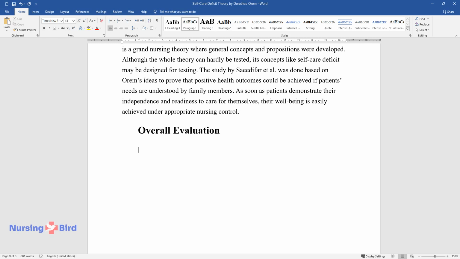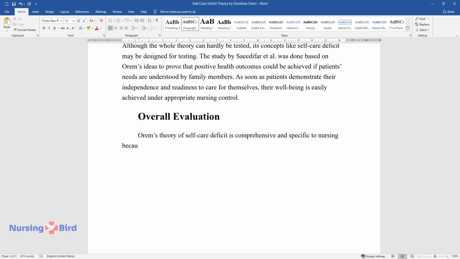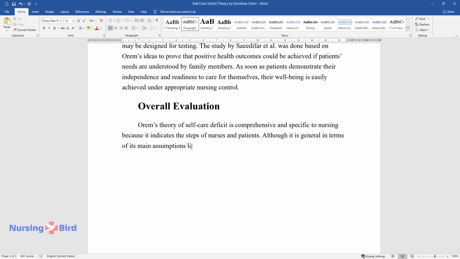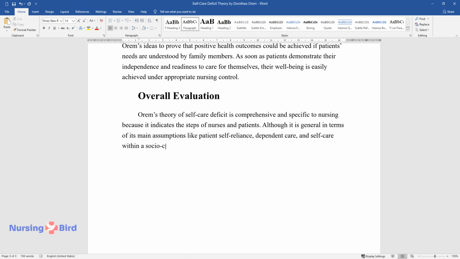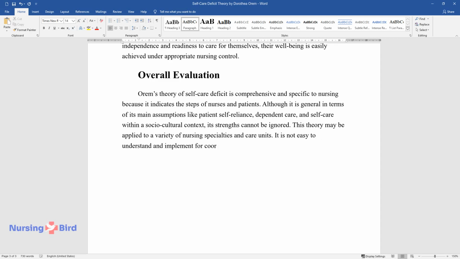Overall evaluation. Orem's theory of self-care deficit is comprehensive and specific to nursing because it indicates the steps of nurses and patients. Although it is general in terms of its main assumptions like patient self-reliance, dependent care, and self-care within a socio-cultural context, its strengths cannot be ignored. This theory may be applied to a variety of nursing specialties and care units. It is not easy to understand and implement for coordinating patients and nurses.